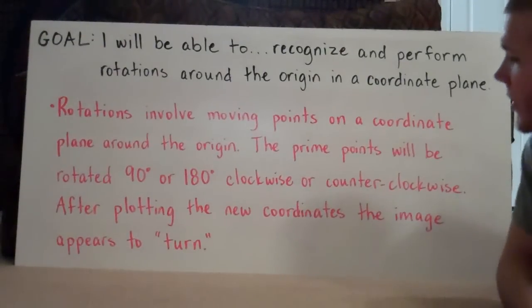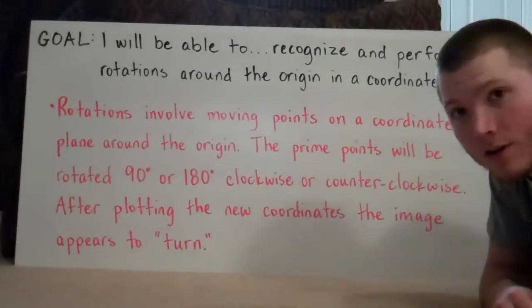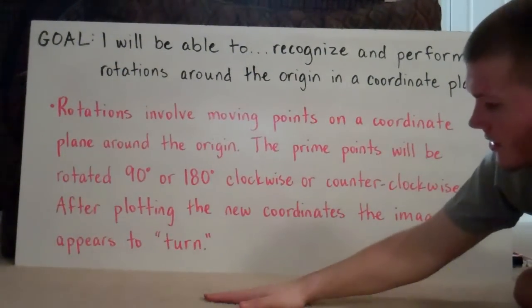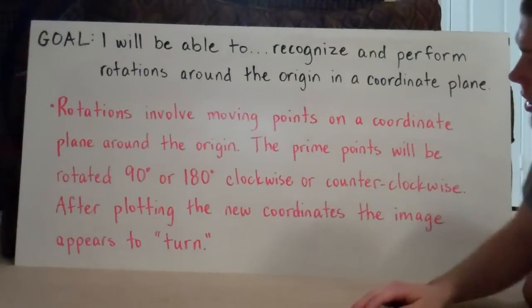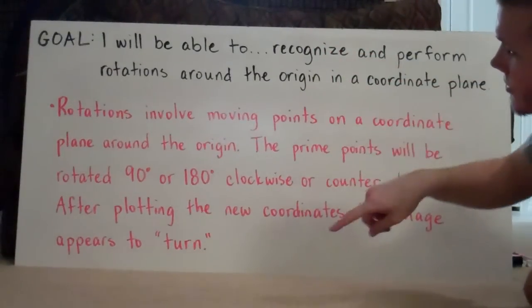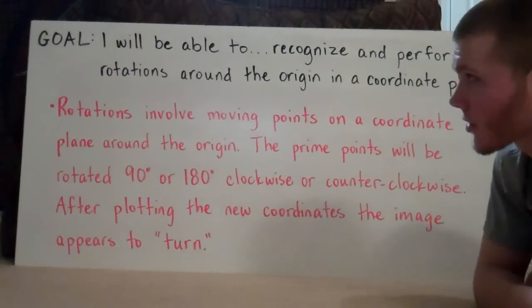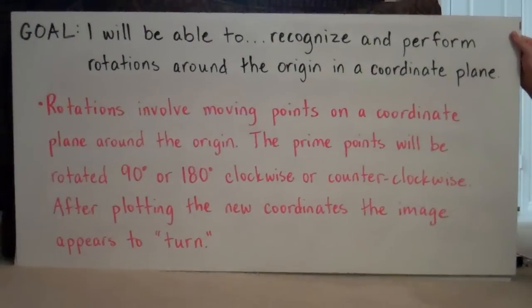After plotting the new coordinates, the image is going to appear to turn. So with a translation, the image slides. With a reflection, the image flips. And with a rotation, the image turns. Those are the three transformations we've talked about. This is our last one. So on to the next slide.